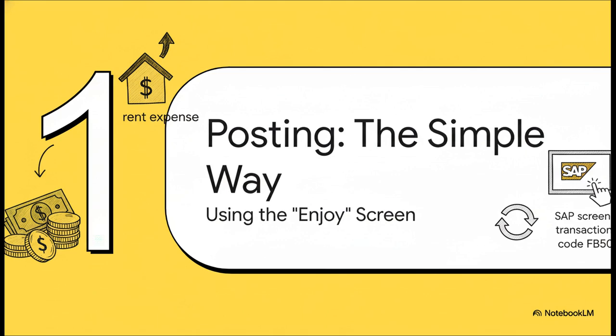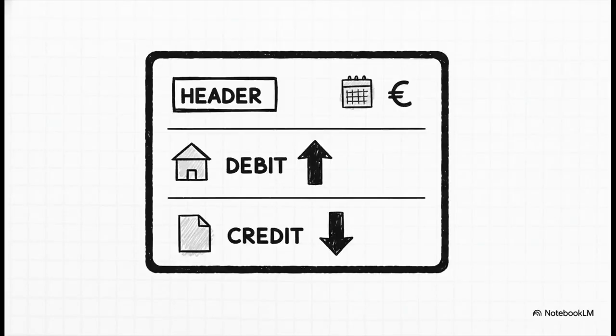To do this, we're going to start with SAP's user-friendly screen. It's got transaction code FB50, but a lot of people just call it the Enjoy screen. So this is it, the FB50 screen. And they call it an Enjoy transaction for a pretty good reason. Everything you need is all in one place. Up at the top, we enter the header details, the date, the currency, and then down below, that's where the real accounting happens. We enter the line items, debiting the rent expense and crediting a payable account.